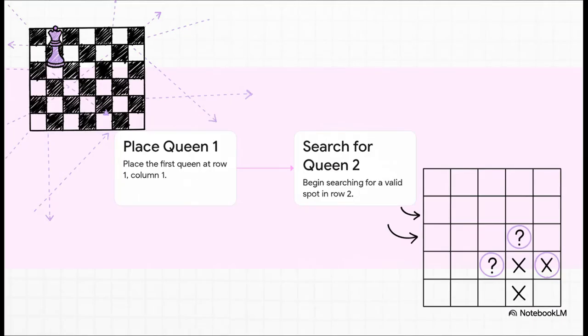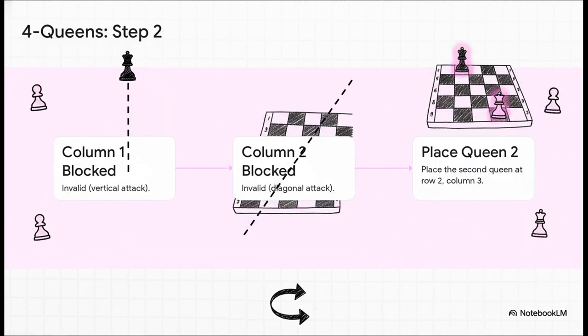First move. We'll place our first queen in the top left corner. Row 1, column 1. Easy enough. Now we move to row 2. Where can our second queen possibly go? So for row 2, we can immediately see that column 1 is blocked by the queen above it, and column 2 is blocked by the diagonal. So the first safe spot is column 3. We pop queen 2 right there. Okay, on to row 3.